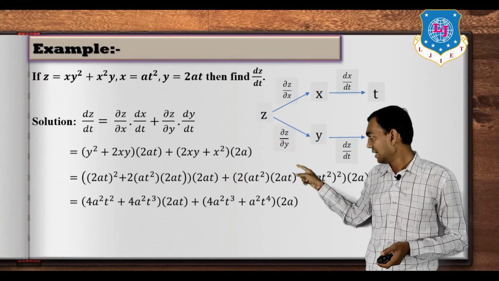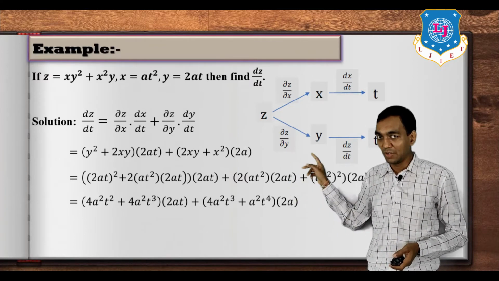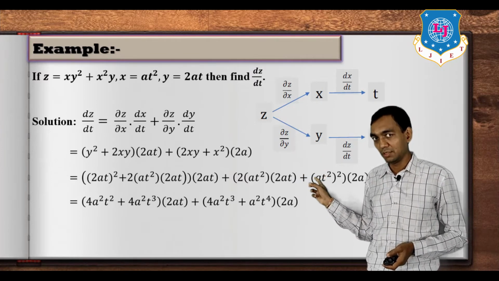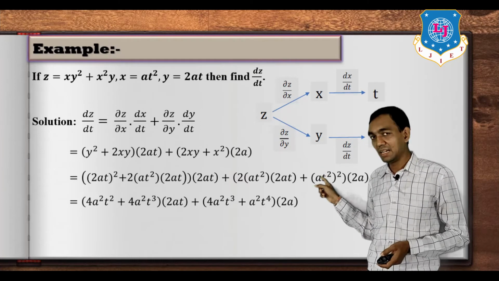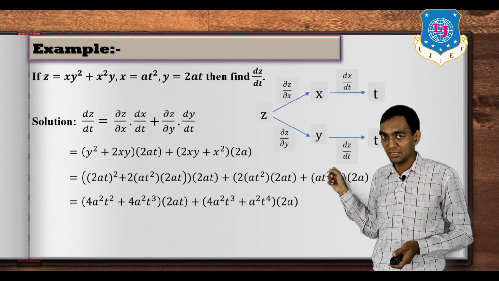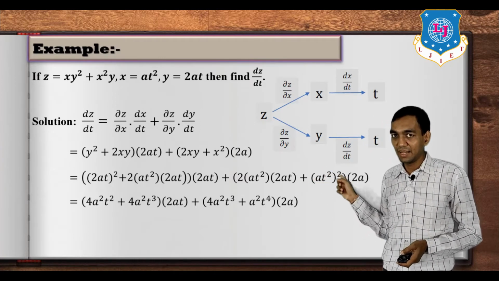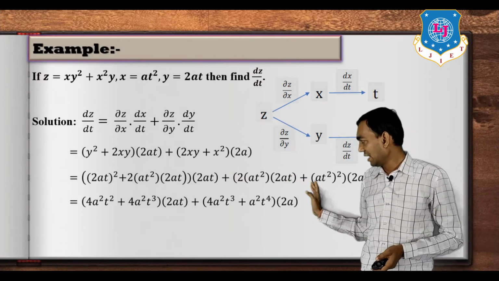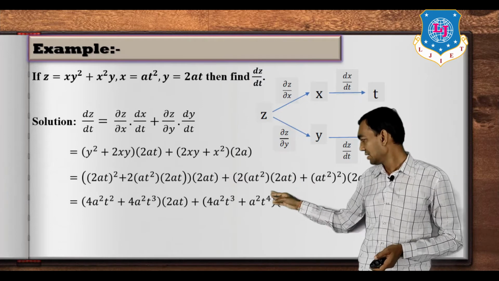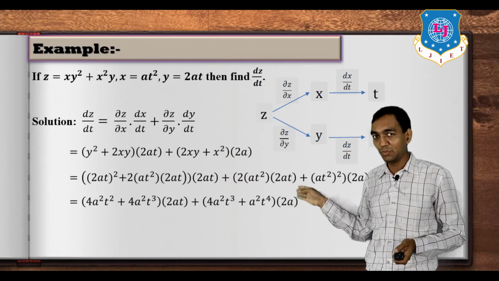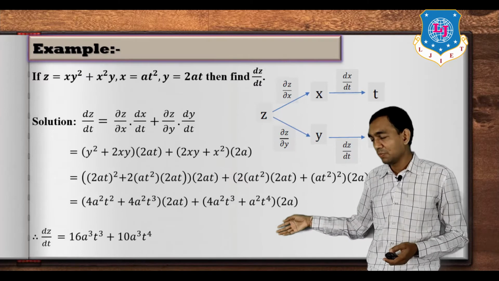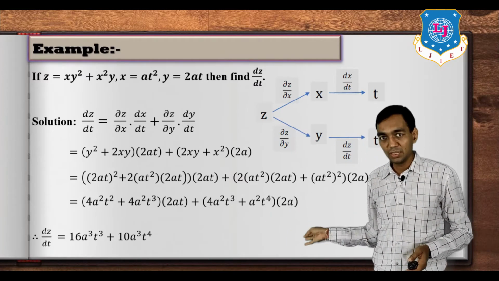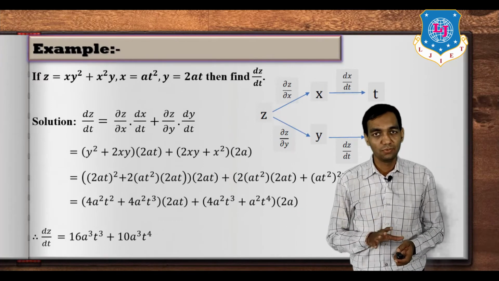So del z by del x has a value y square plus 2xy and dx by dt has a value 2at. In the same manner, del z by del y has a value 2xy plus x square and dy by dt has a value 2a. Now putting the values of x and y, x is equal to at square and y is equal to 2at, and simplifying all the terms, that will give you dz by dt is equal to 16a cube t cube plus 10a cube t raised to 4.